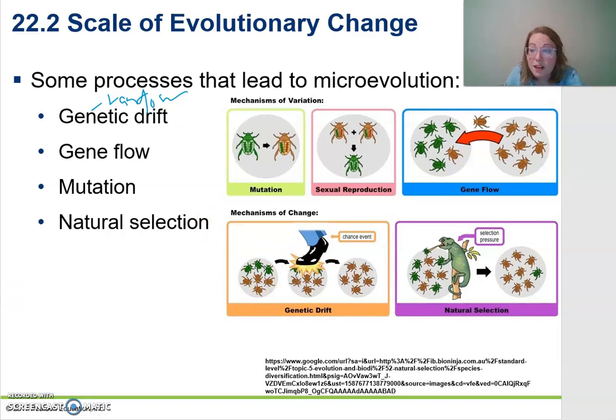Let's talk about a couple of examples now. A bottleneck is where you take out a lot of individuals, as well as a founder population, where individuals from a larger population move on to another area and interbreed, and the alleles that they bring might not be representative of the whole population. That has to do with gene flow as well: individuals from one population moving to another, immigration, emigration.